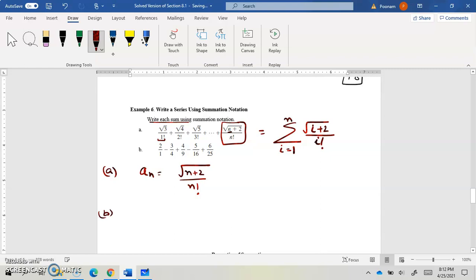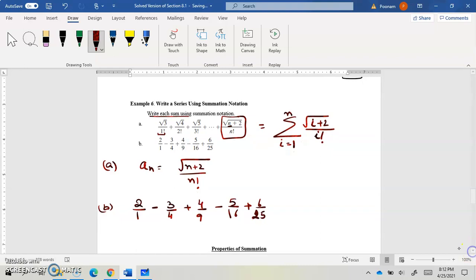Let's try to work on part B. It's 2 by 1 minus 3 by 4 plus 4 by 9 minus 5 by 16 plus 6 by 25. First thing I observe, in this case, we are not given the general term. So let's start writing the a_i, the general term. Now first thing I notice, this is an alternating series. So there has to be negative 1 raised to power, either n or n plus 1. If it was n, the first term would be negative, but the first term is positive. So it is n plus 1.